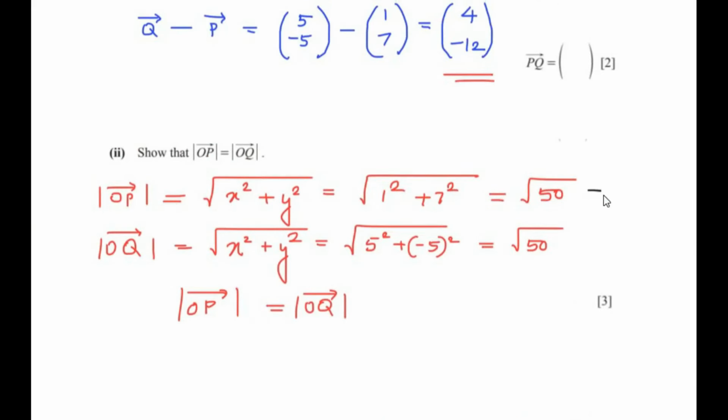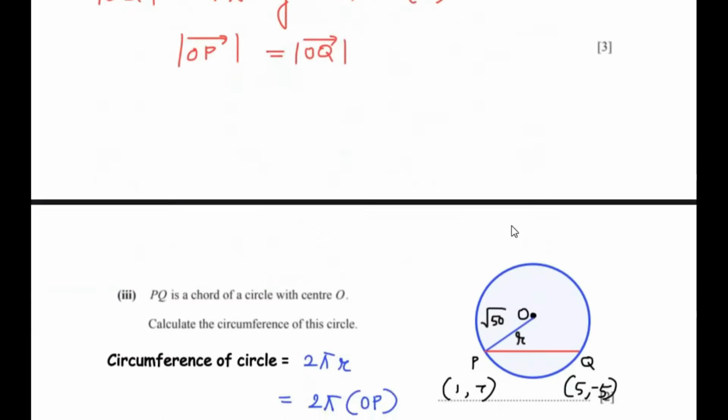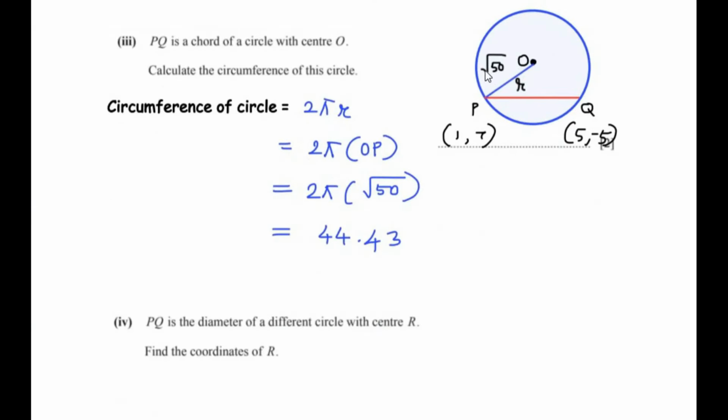So this actually becomes the radius of this circle. Here we have written OP is the radius and it is square root of 50. Now once we have got this, let us write down the circumference of the circle formula, which is 2 pi r. R represents the radius. Here we have considered the radius as OP. You can also take it as OQ, but here I have considered OP. So 2 pi times square root of 50 gives us the circumference of the circle as 44.43.